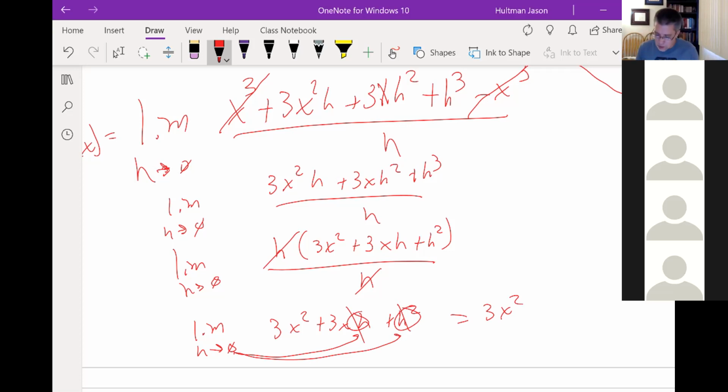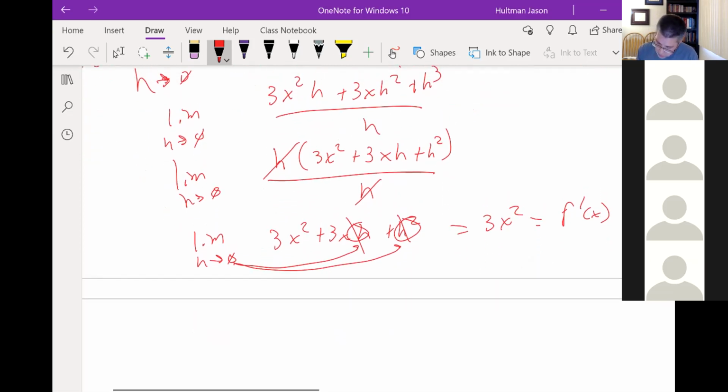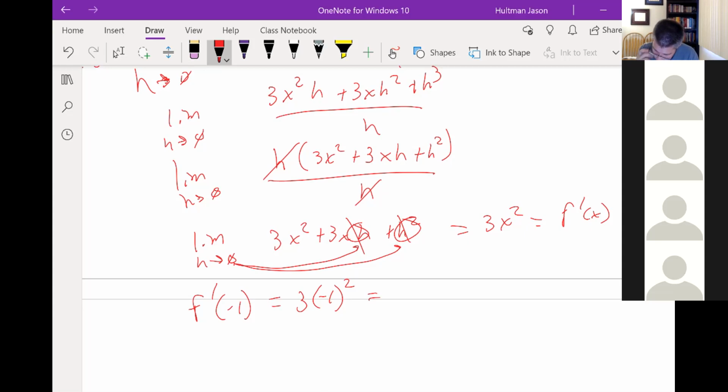Okay, so that's 3x squared. So the derivative is 3x squared. That's the derivative. Okay, and so the last thing we want to do is say, well, what's the derivative evaluated at -1? Well, that's just 3 times negative 1 squared, which is equal to 3, right? That equals 3.